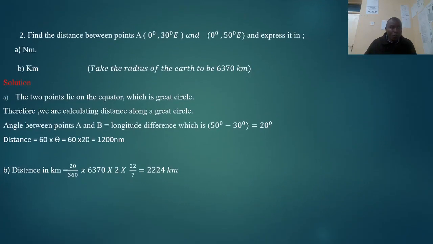Number 2: find the distance between point A, 0 degrees and 30 degrees east, and 0 degrees and 50 degrees east, and express it in nautical miles and in kilometers. Remember, these 2 points lie on the equator. 0 degrees is the latitude, and 0 is the equator.